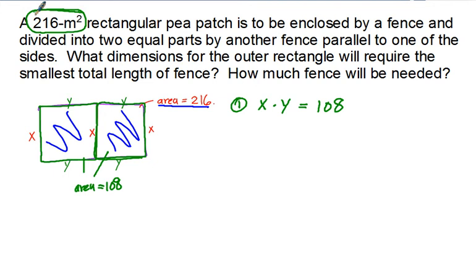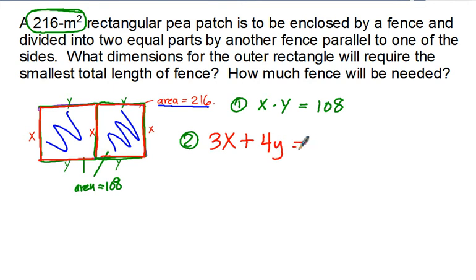What else can I learn here? Well, I'd like to be able to describe the amount of fence that's needed. So let's count. We've got x plus y plus another y plus x plus y plus another y plus this x that runs down the center. Now altogether, I counted 3 sides of length x and 4 sides of length y. So the amount of fence required is 3 times x plus 4 times y.